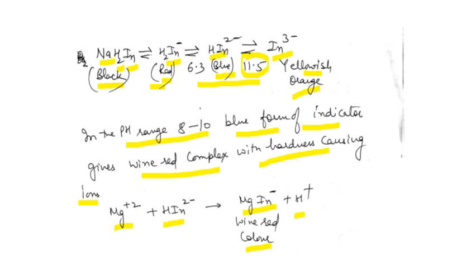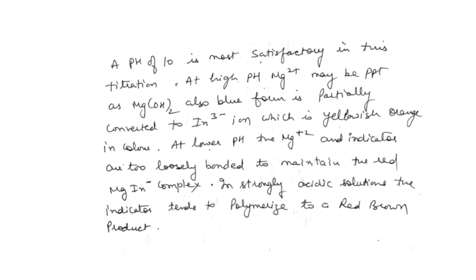So the wine red color appears because of the formation of an unstable complex with the indicator. A pH of 10 is very satisfactory in this titration. And for this indicator also, a pH of 10 is most satisfactory.